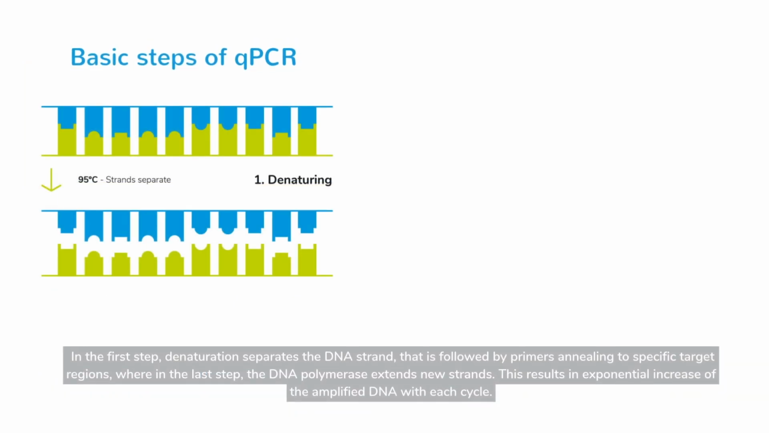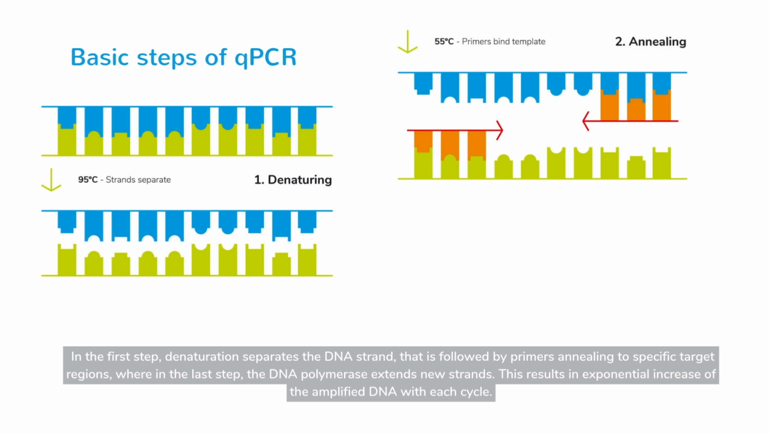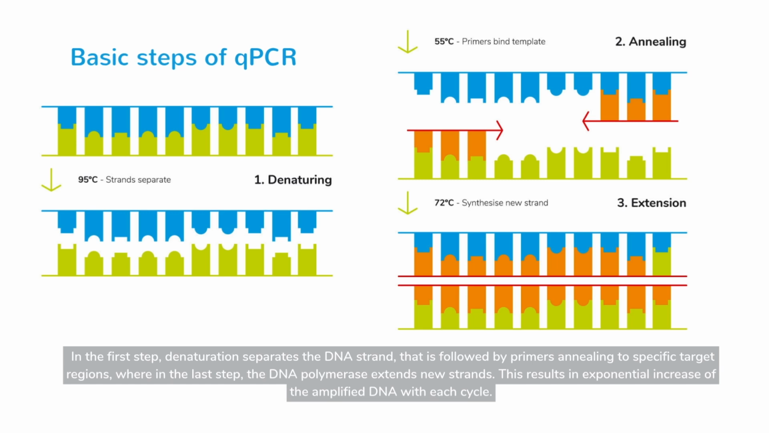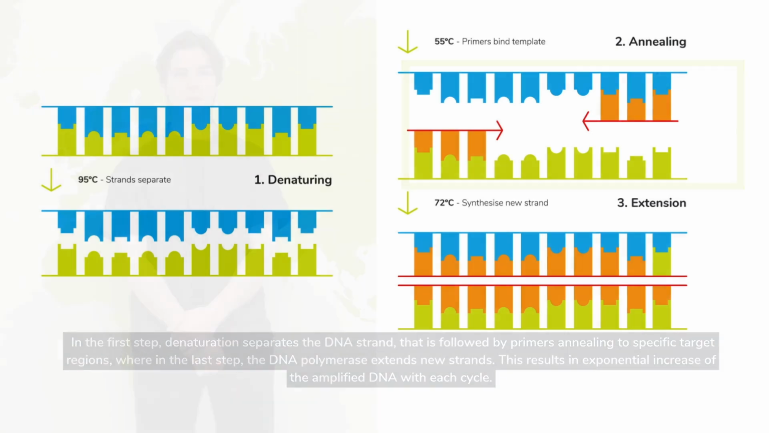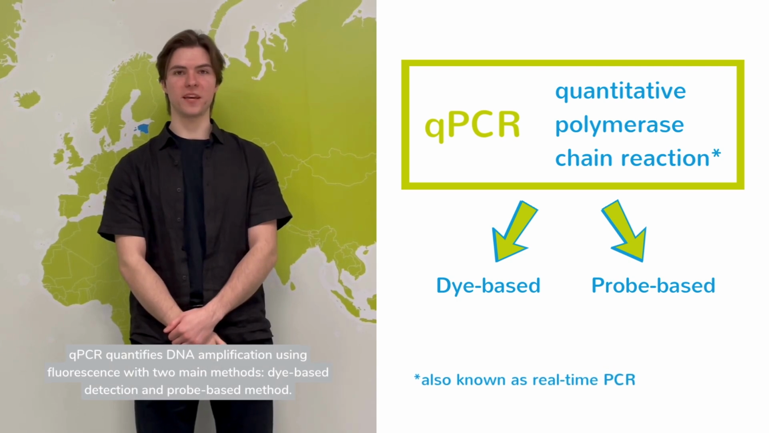In the first step, denaturation separates the DNA strands, followed by primers annealing to the specific target regions, where in the last step, the DNA polymerase extends new strands. This results in exponential increase of the amplified DNA with each cycle. qPCR quantifies DNA amplification using fluorescence with two main methods, dye-based and probe-based detection.